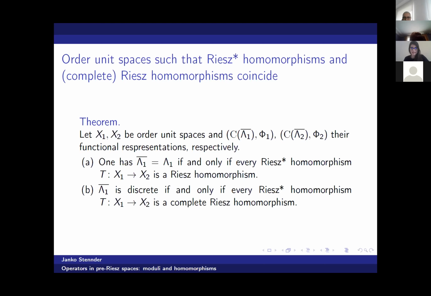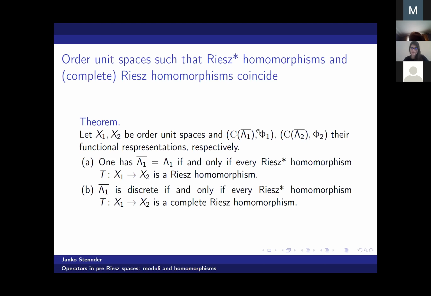I have a question on this slide. Here you have a characterization in terms of lambda one, right? So it really doesn't matter what the codomain is, it's just an order unit space, right? Is there a reason why only the domain matters? Do you have some idea why only the domain matters?